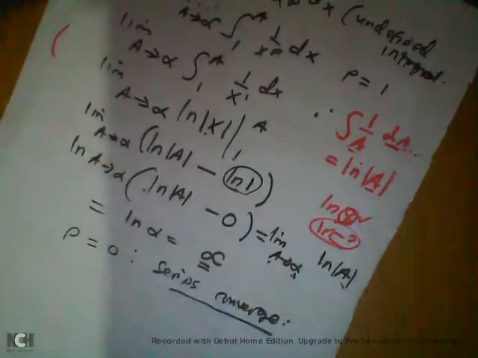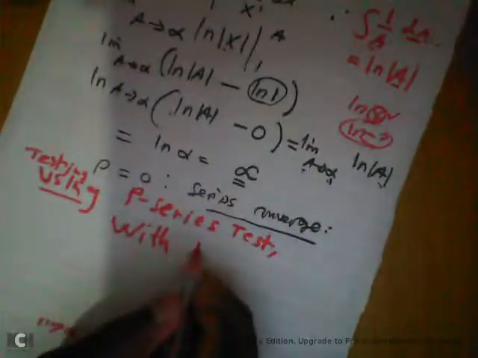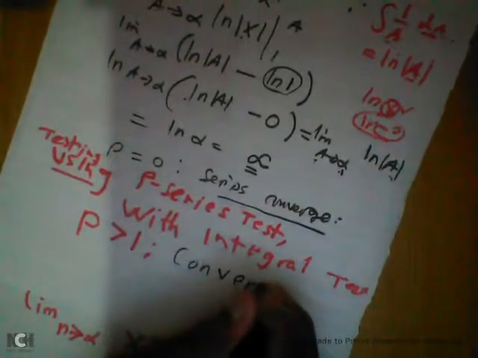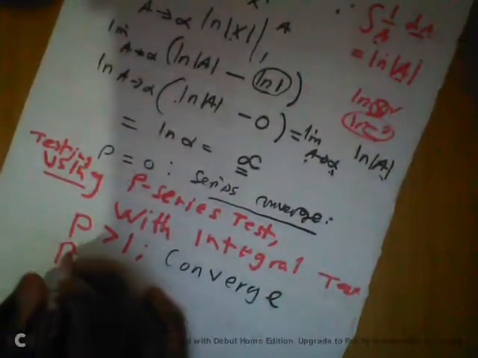So how do we conclude? We conclude that using the p-series test with the integral test, we have seen that when p is greater than 1, the series converges. And when p is less than or equal to 1, the series diverges.